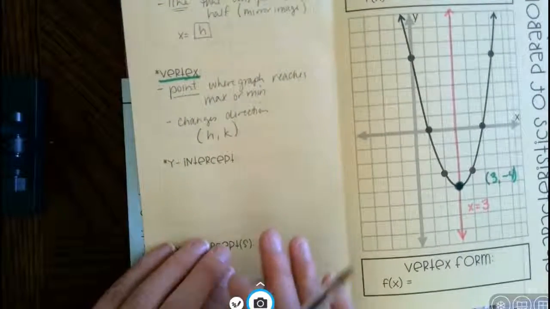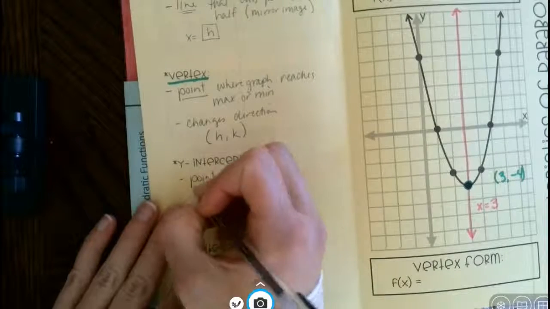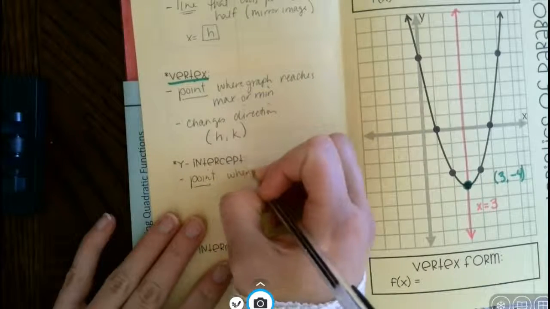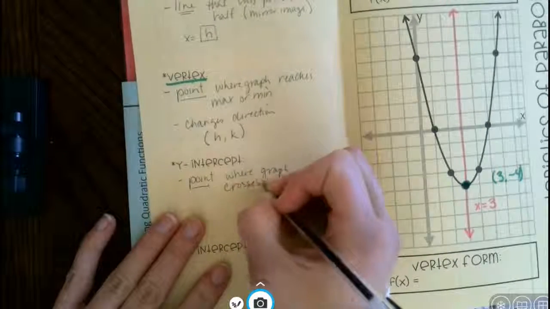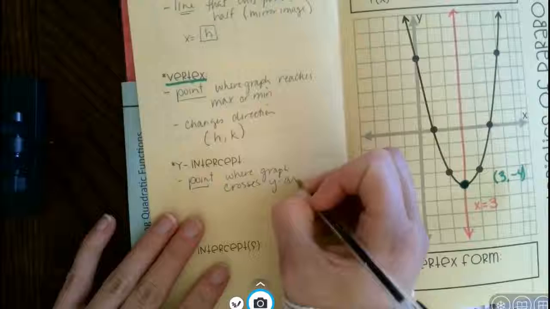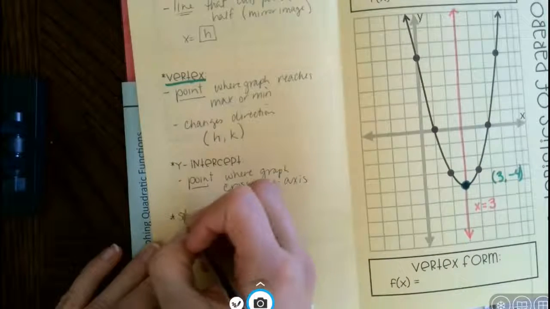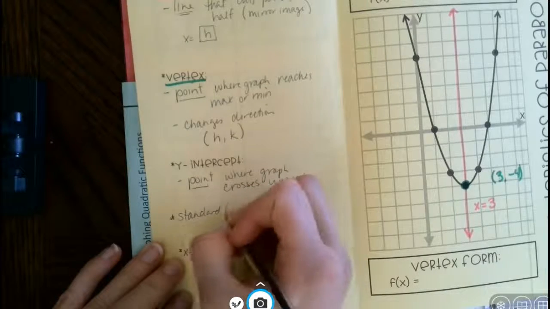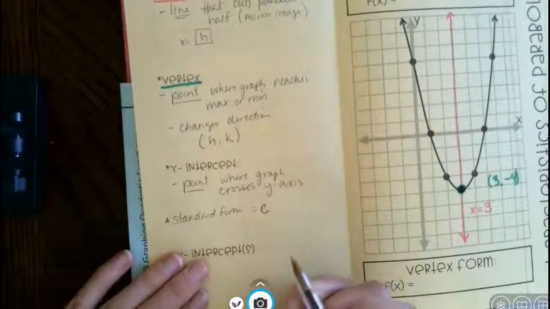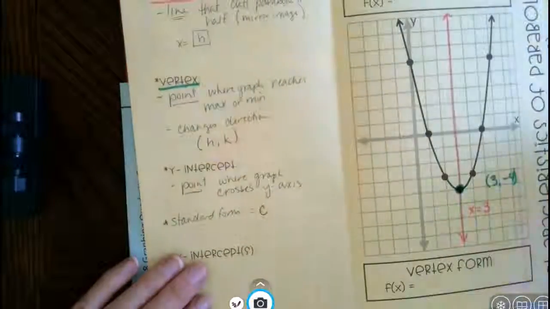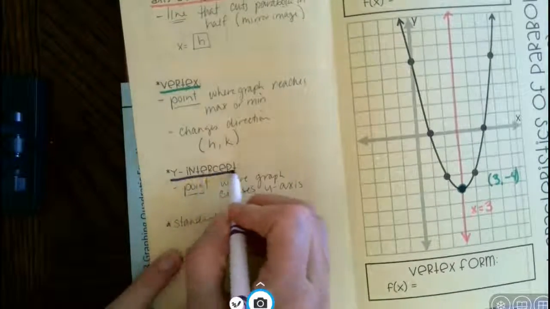Okay, so the y-intercept. The y-intercept is the point, again a point, where the graph crosses the y-axis. Okay, so if we're in standard form, this is C, the letter C, and we'll see that in just a second when we look at what standard form actually is. Okay, so let's go ahead and label that and color it. So my y-intercept, mine's going to be purple.